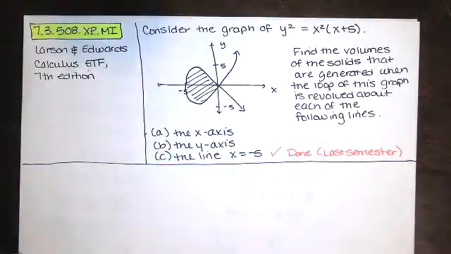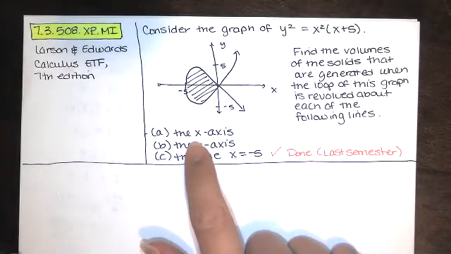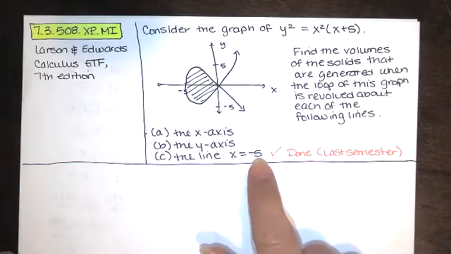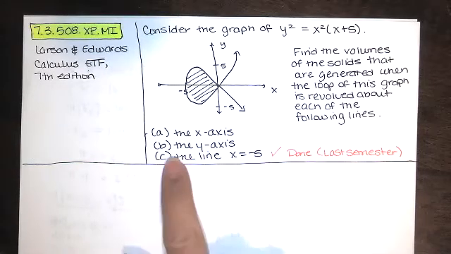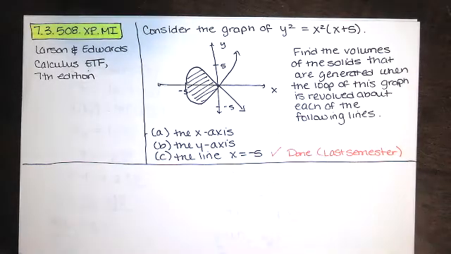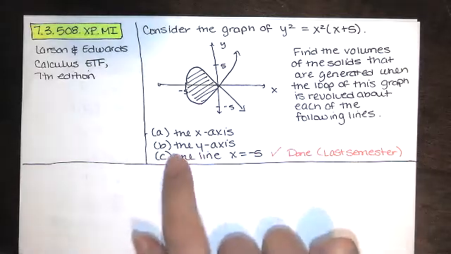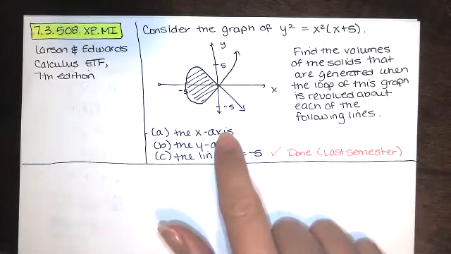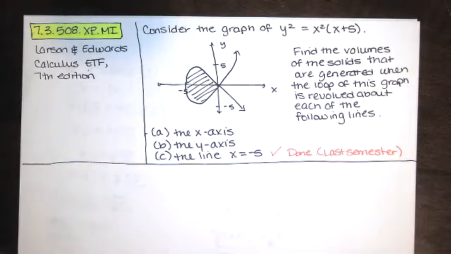And we're asked to find the volumes of the solids that are generated when the loop of this graph is revolved about each of the following lines. So we're asked to revolve it about the x-axis, the y-axis, and the line x equals -5. I actually did part C in a different video last semester, so you might check that out on the homework help playlist if you're struggling with part C. But in this video, I'm going to do parts A and B.